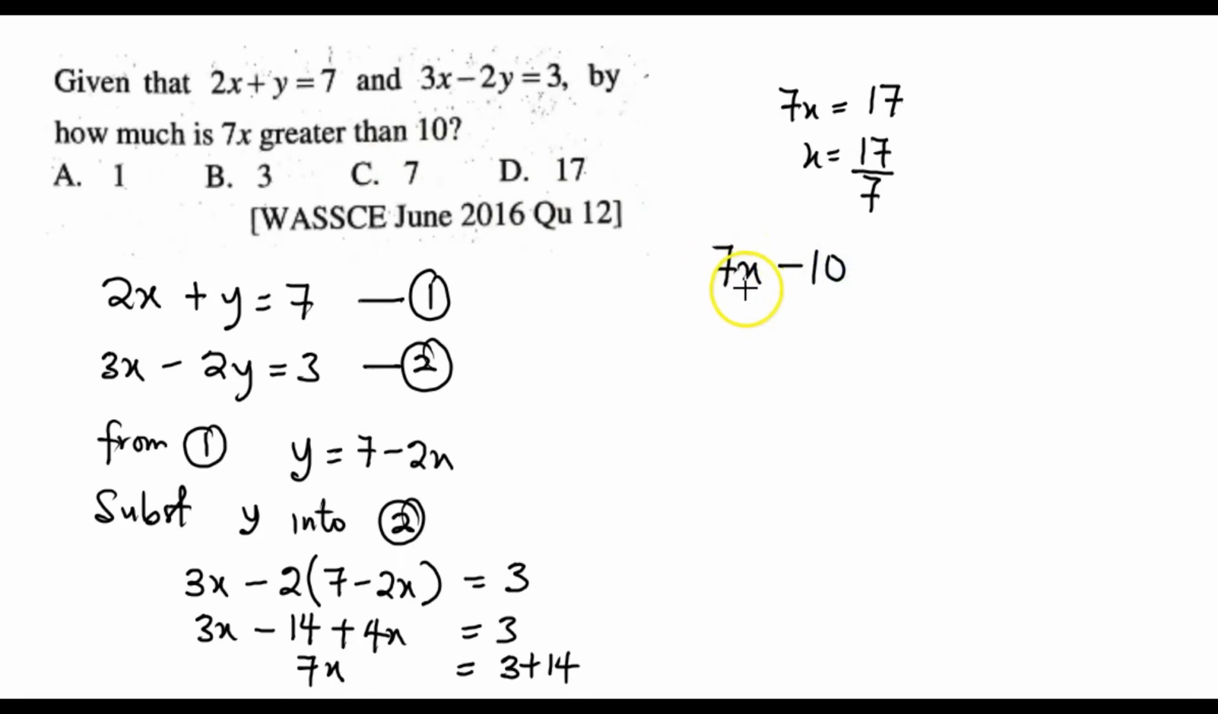Since we know the value of x, we substitute. So 7 times 17 over 7, minus 10. You know 7 can cancel 7 one time. Therefore, we are left with 17 minus 10, and that is giving us an answer of 7. So it tells us that 7x is greater than 10 by 7.